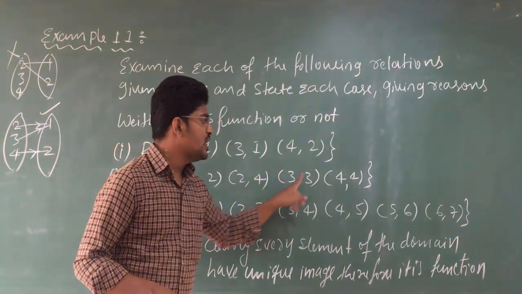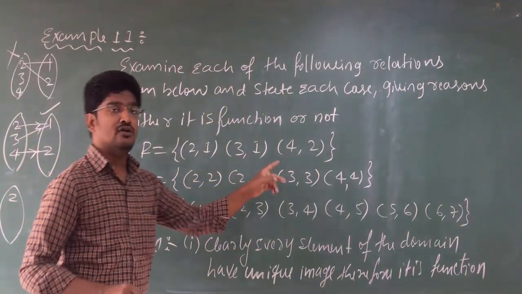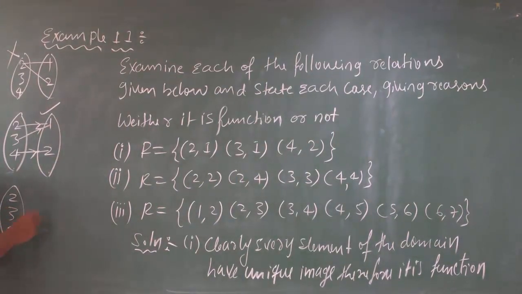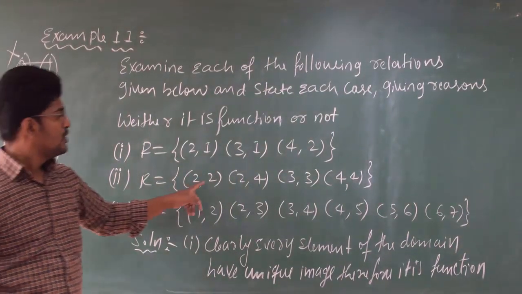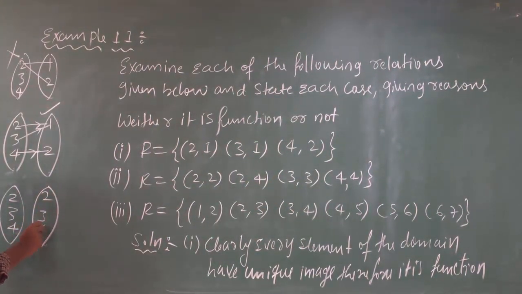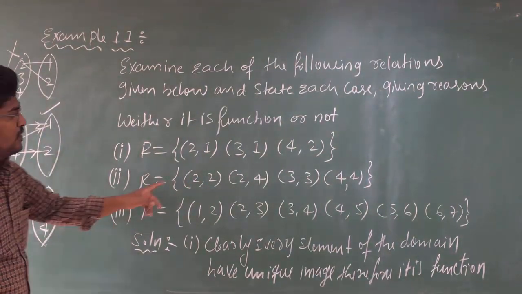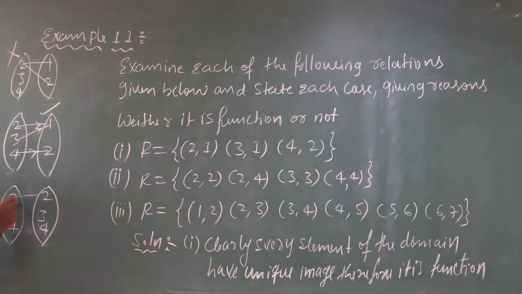2, 3, 4. See here. 2, 3, 4. You make this 2, 4, 3. Okay. There also you have 2, 3, 4. 2 maps to 2, 2 maps to 4. From this only you can tell that it is not a function. Why? 2 has 2 different images, 2 has 2 different images, hence it's not a function.